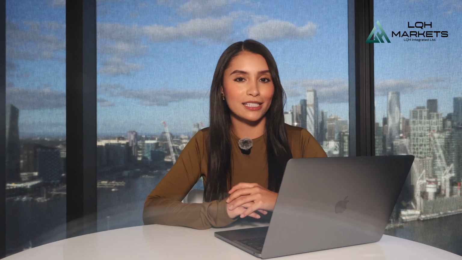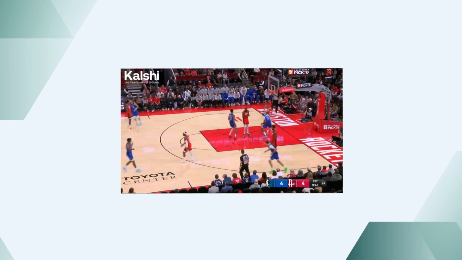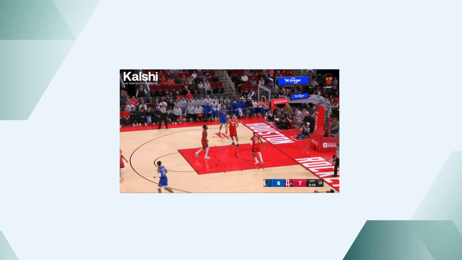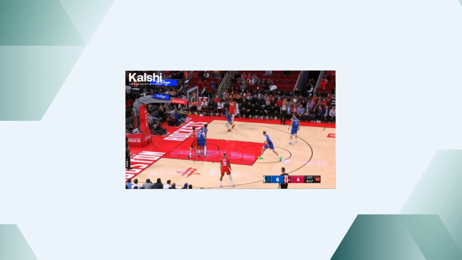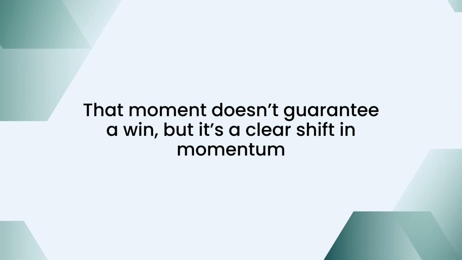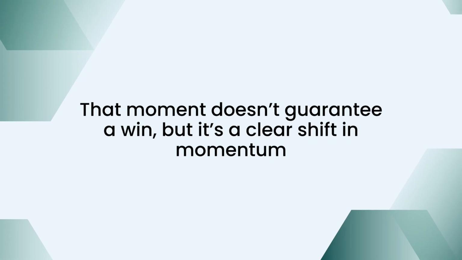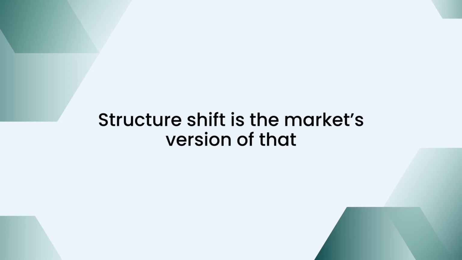Here's an everyday example. Imagine a basketball game where one team dominates for three quarters. They keep scoring, building momentum. Then suddenly the other team steals the ball, scores back to back and breaks the rhythm. That moment doesn't guarantee a win, but it's a clear shift in momentum. A structure shift is the market's version of that.